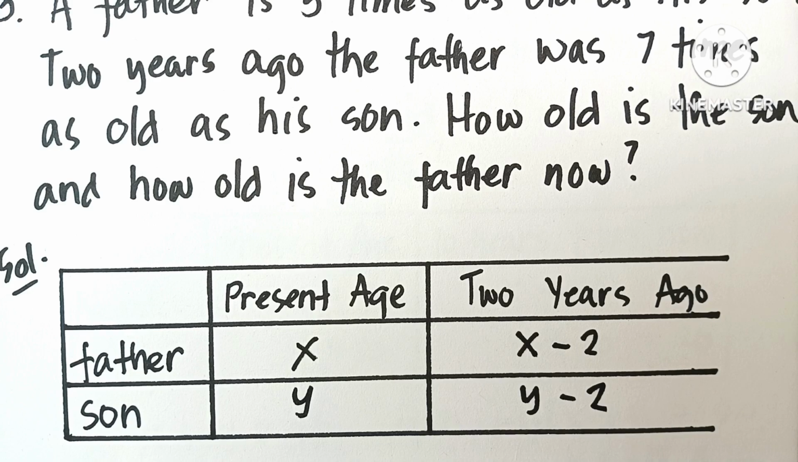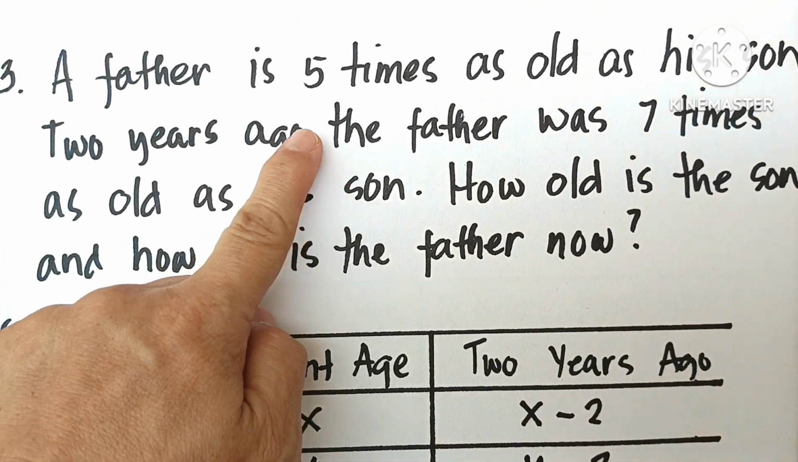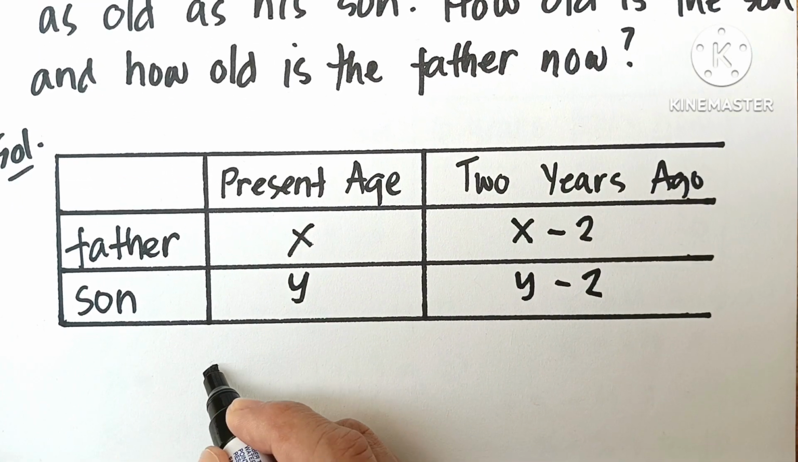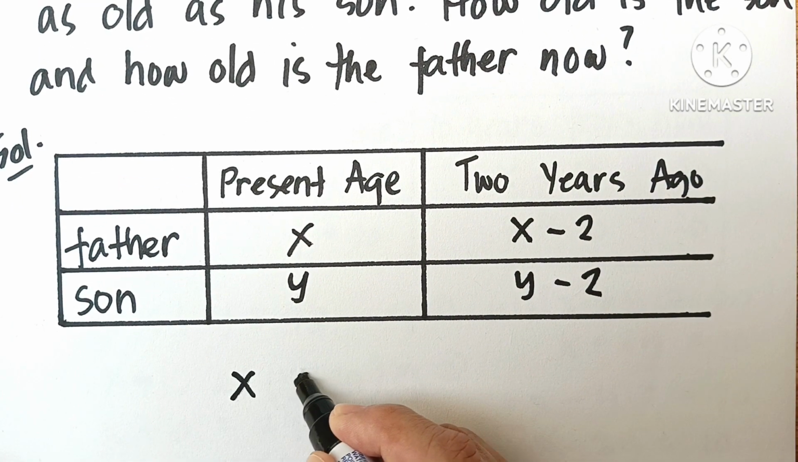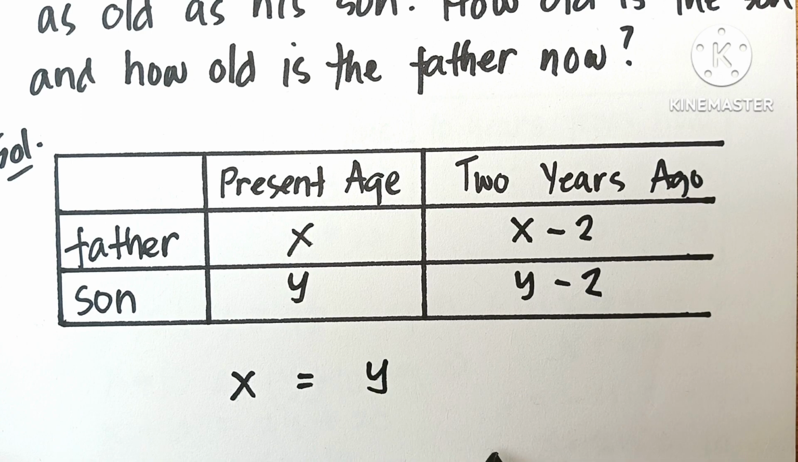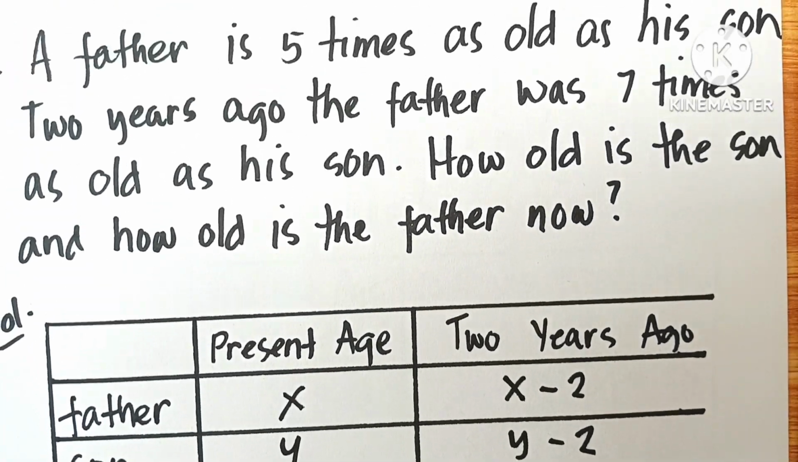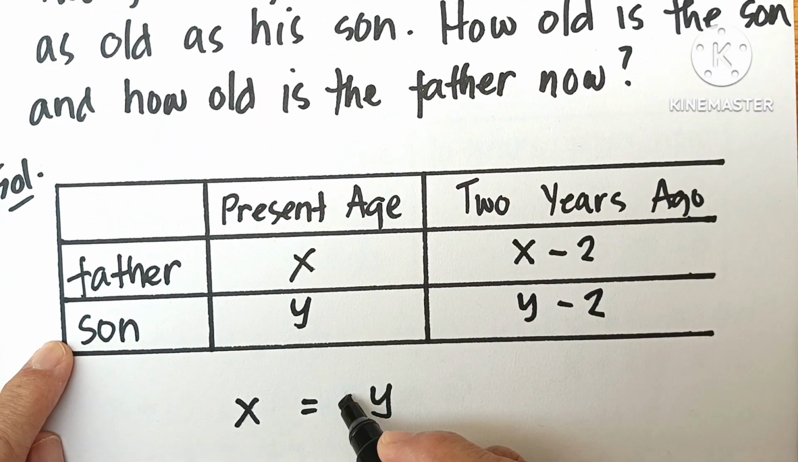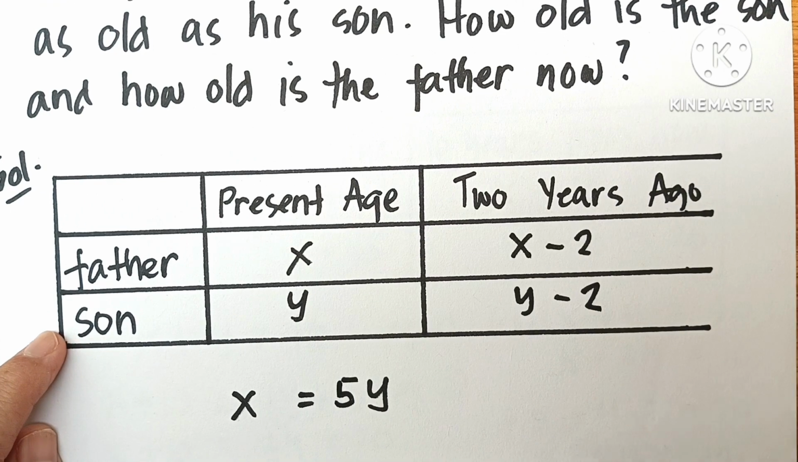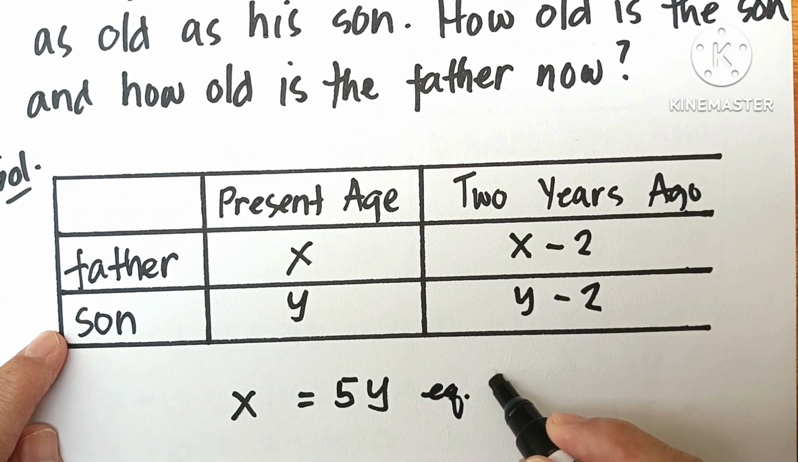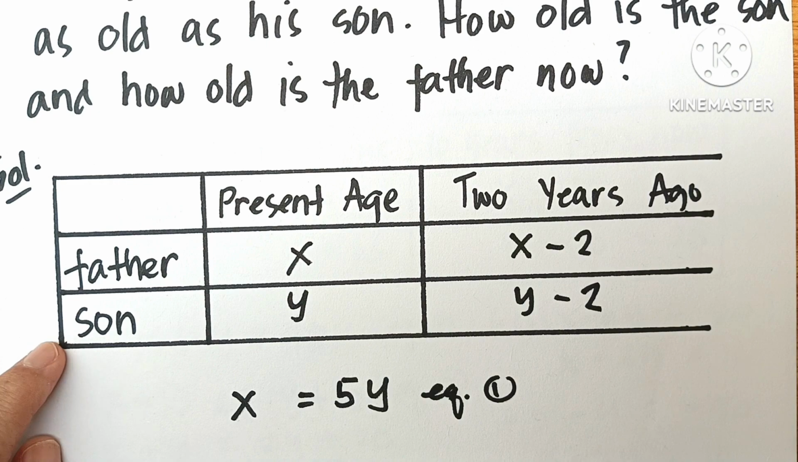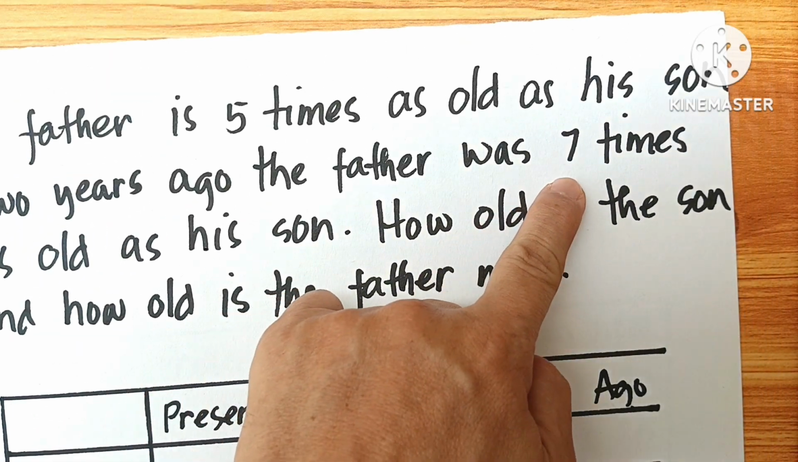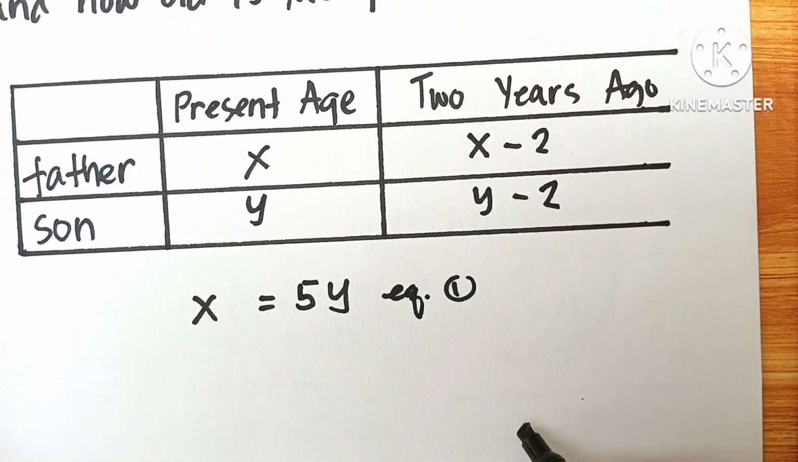So let us now set up the equation by using the first statement. Since the father is 5 times as old as his son, so lagay muna natin yung x and y. So kanino natin ibibigay yung times 5? Is it to the father or to the son? So sabi natin, di ba, kung sino mas bata, doon natin ibigay yung times 5 so that maging equal na yung kanilang age. Okay?